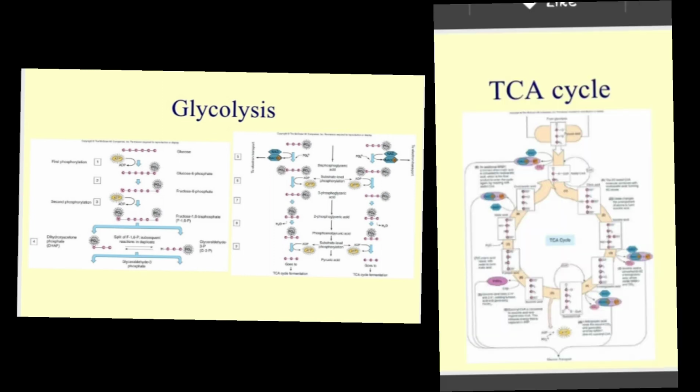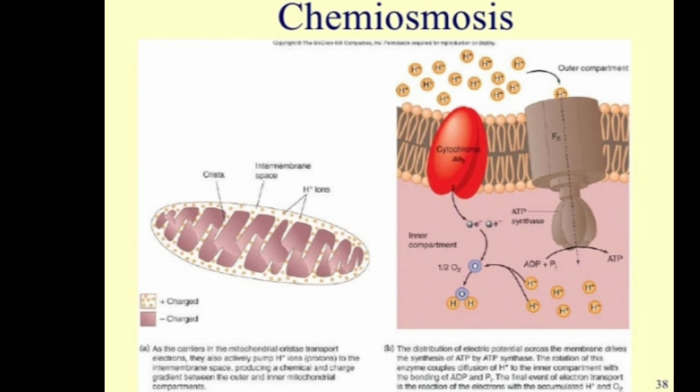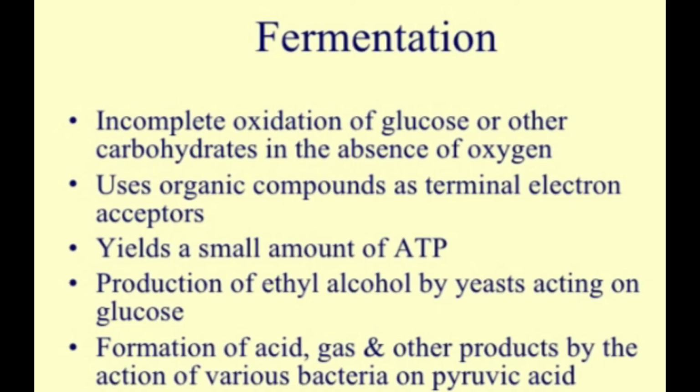Fermentation is the incomplete oxidation of glucose or other carbohydrates in the absence of oxygen. It uses organic compounds as terminal electron acceptors and yields a small amount of ATP. Examples are the production of ethyl alcohol by yeast acting on glucose, and the formation of acid, gas, and other products by the actions of various bacteria on pyruvic acid. So we have the fermentation.